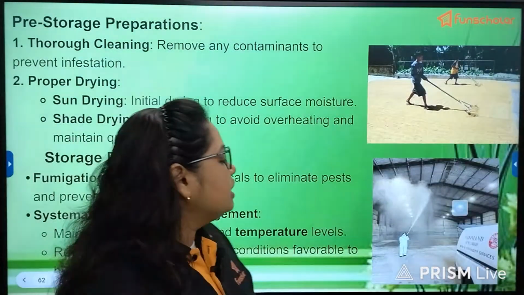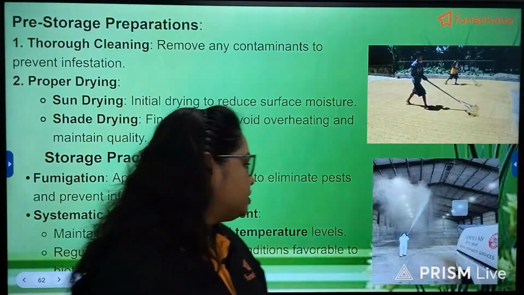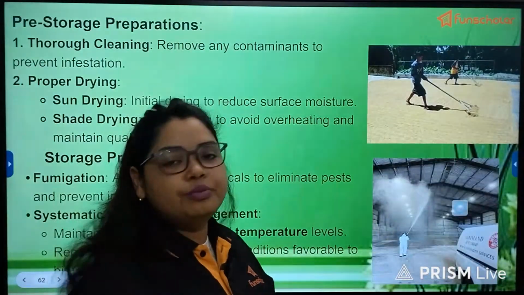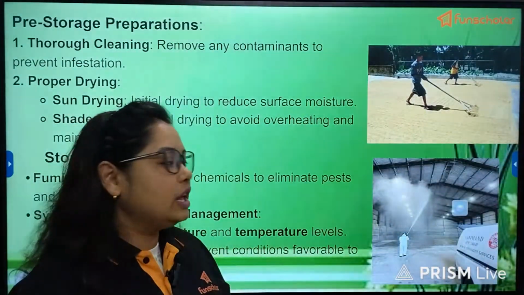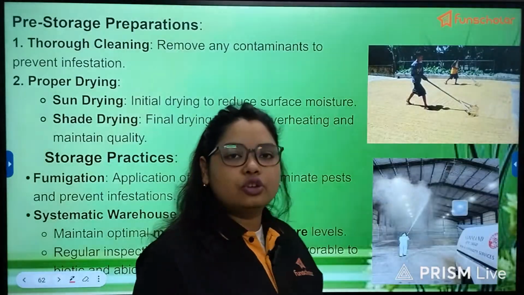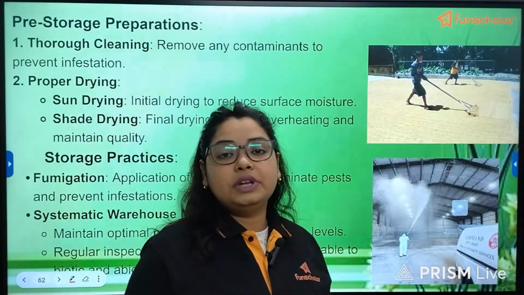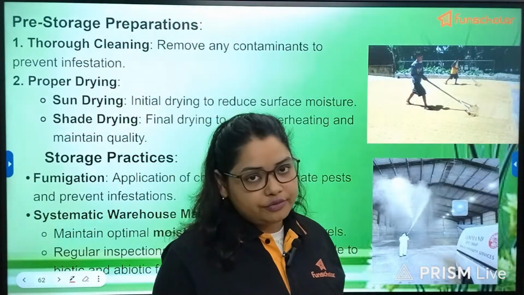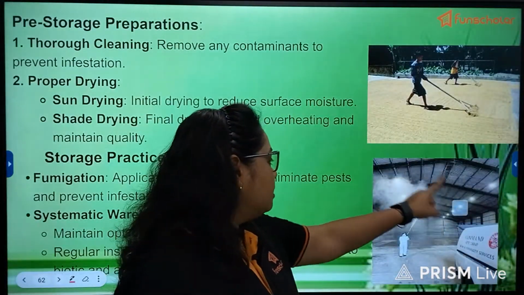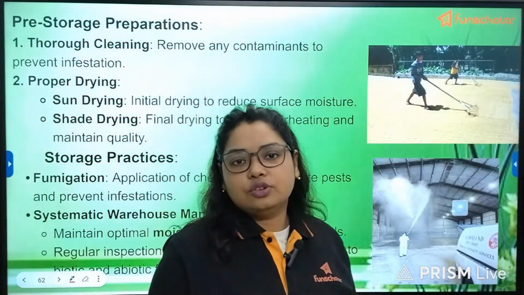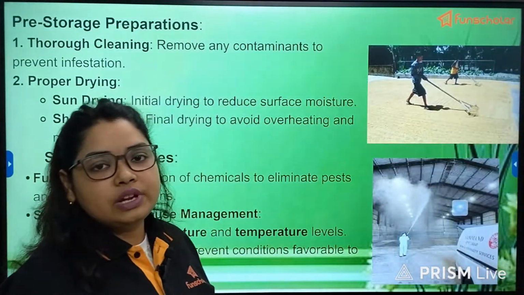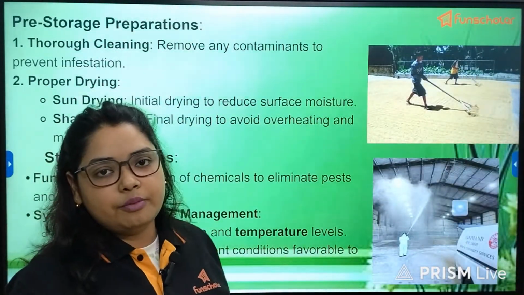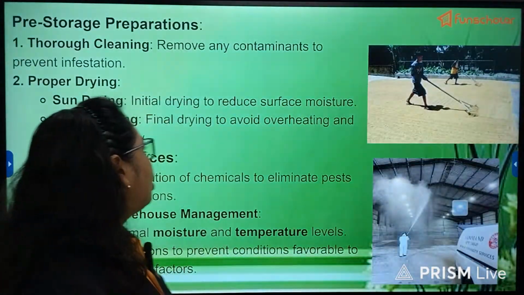What happens? The area you can see in this picture is where the grains are to be stored. Before storing, the area should be cleaned thoroughly. The area should be disinfected so that there is no chance of growth of any pathogen. The area can be fumigated like this. So all these things will ensure a clean environment for storing of the crops.